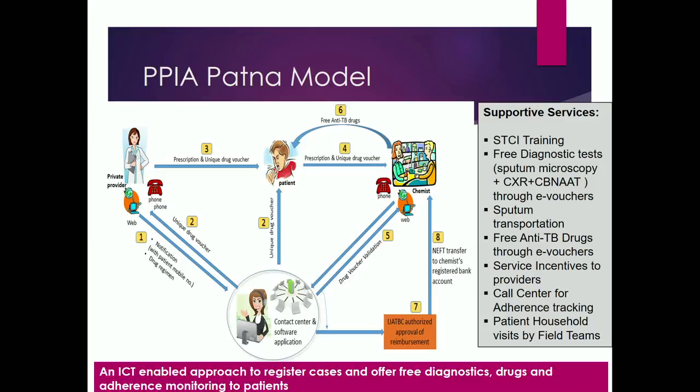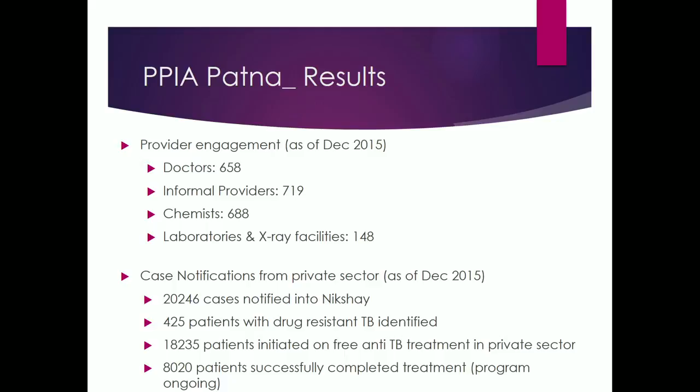and a call center for adherence tracking, and patient household visits by the field teams. We have volunteers who visit the different households of the patients. Each and every patient has been recorded in a computerized system, and the call center follows up with the patient on whether they have taken the drugs or not. So it's information based. As a result, till December 2015, 658 doctors have been trained on this, informal providers were 719, and a total of 688 chemist shops have been involved.